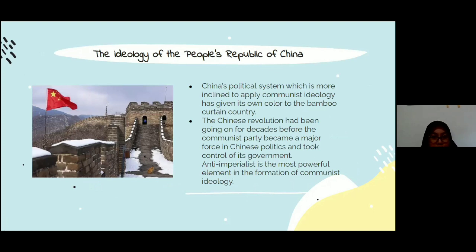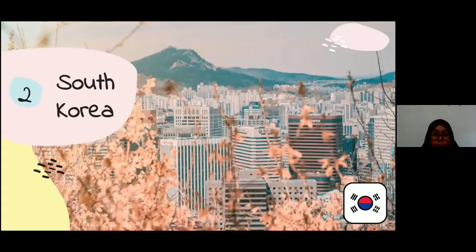And then the ideology of the People's Republic of China, China's political system, which is more inclined to apply communist ideology, has given its own color to the bamboo curtain country. The Chinese Revolution had been going on for decades before the Communist Party became a major force in Chinese politics and took control of its government. Anti-imperialist is the most powerful element in the formation of communist ideology. So the next point will be presented by our friends.